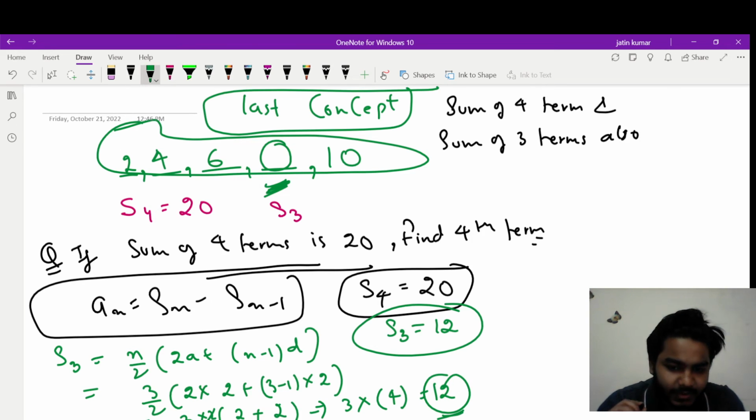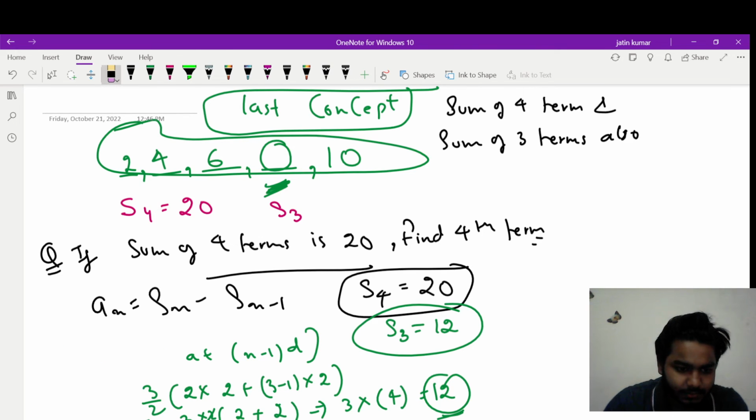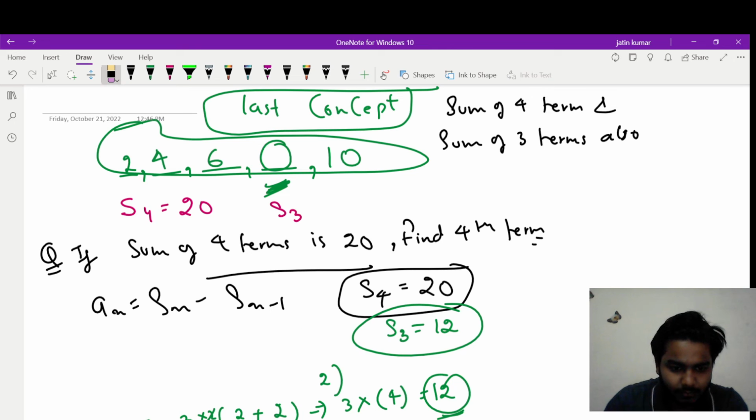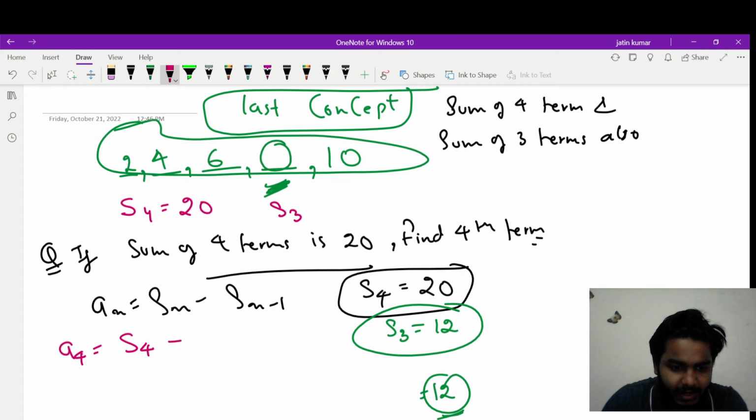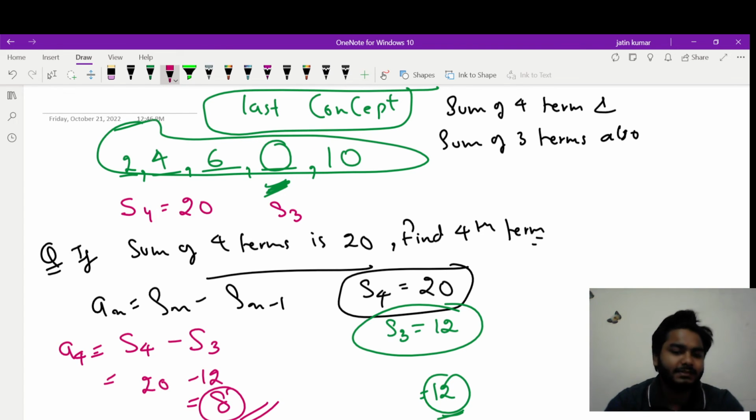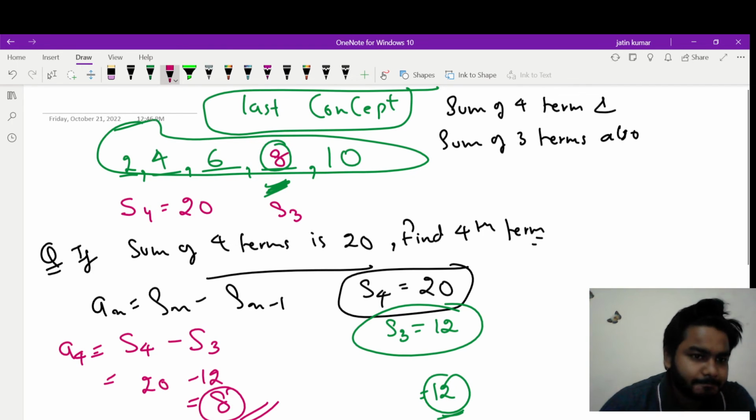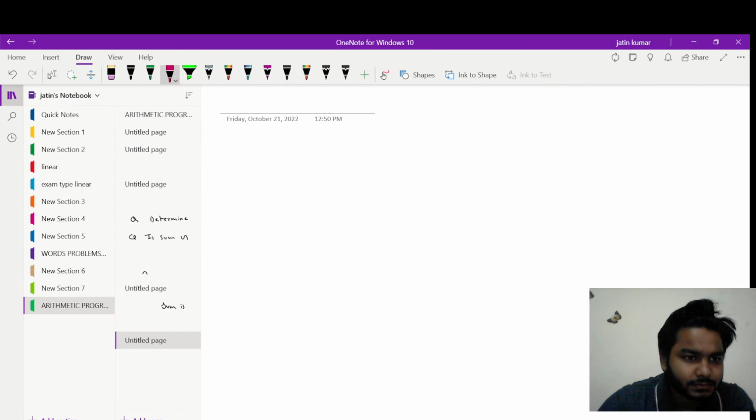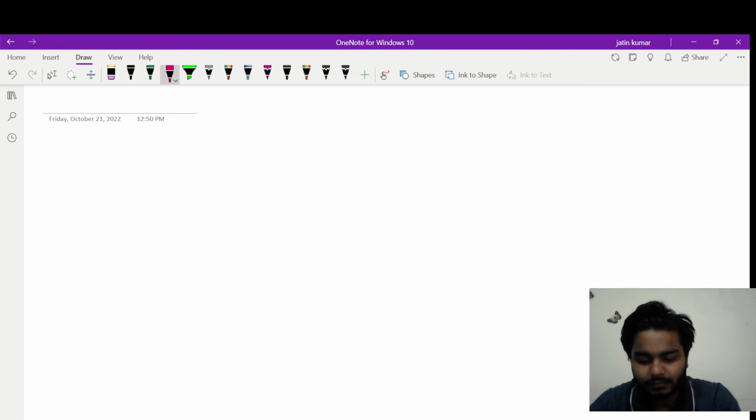Now for finding the fourth term we have to subtract the sum of 3 terms from the sum of 4 terms. In case I want to find the value of the fourth term, then I have to subtract the sum of 3 terms from the sum of 4 terms. Both you have: 20 minus 12, and you have got the value of the fourth term as 8. This was the concept. So here 8 will come. I hope you have got the concept. Now do we have some questions?